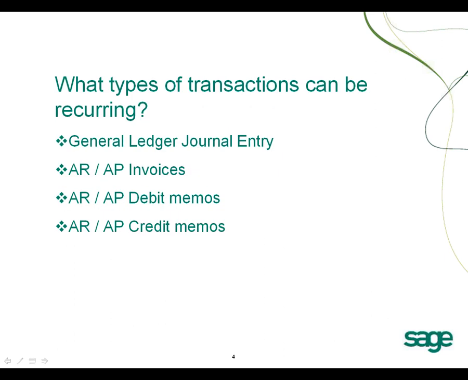What types of transactions can be recurring? You can do recurring journal entry for general ledger journal entry. You can do it for AR, AP invoices, debit memos, and credit memos. BusinessVision does not allow you to do recurring for the payments in accounts receivable and accounts payable.